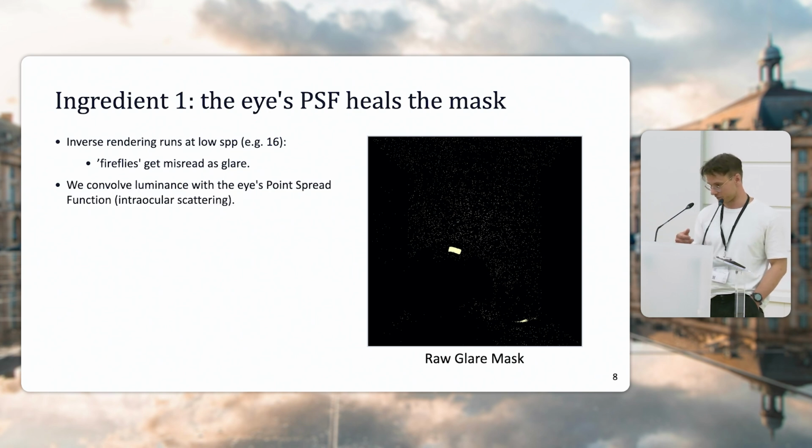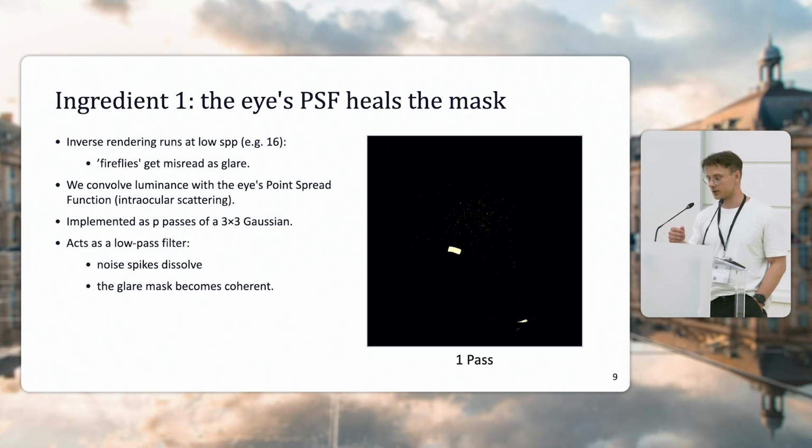So our fix is physically motivated. We convolve the luminance with a point spread function of the human eye, the intraocular scattering that makes bright lights bloom in any scene. Concretely, we use it as passes of a small 3x3 Gaussian. After one pass, most, if not all, of those false positives are removed. It ends up acting as a low pass filter, in which the noise dissolves from one pass to another, and the glare mask becomes coherent. It's not necessarily just an ad hoc denoiser, but we utilize the eye's optics to stabilize gradients.